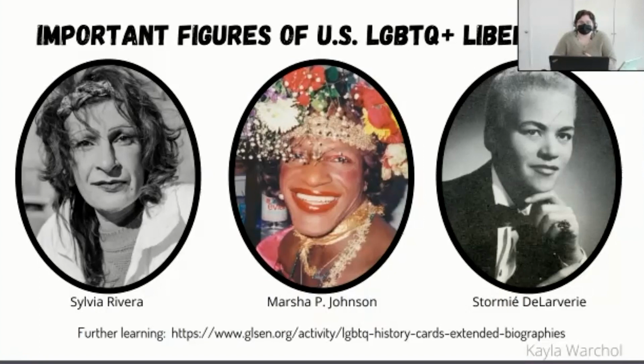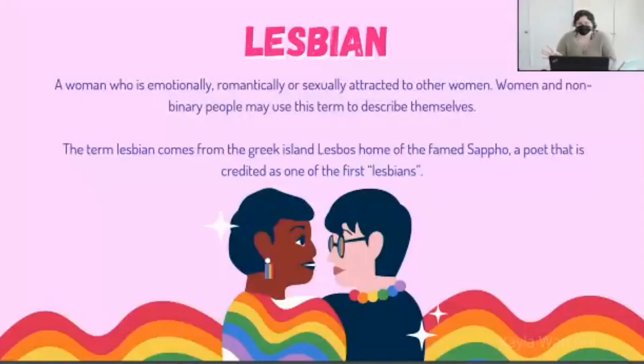Stormy to this day still lives in New York, and at her time was known as kind of a protector of everyone that was gay in New York City. Further learning is at the very end. This is just Glisson's history cards with extended biographies that I linked at the bottom. So then to go more into the terminology.